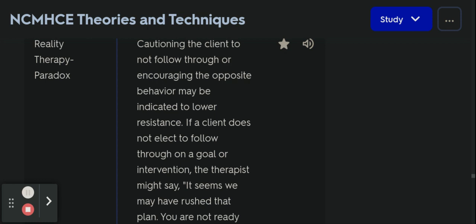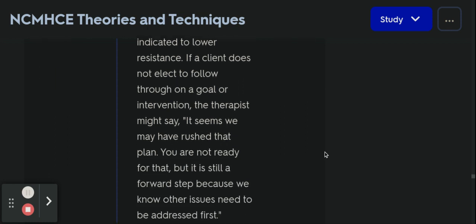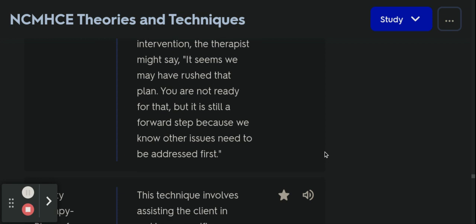Reality therapy: paradox. Cautioning the client to not follow through or encouraging the opposite behavior may be indicated to lower resistance. If a client does not elect to follow through on the goal or intervention, the therapist might say, it seems we may have rushed that plan. You are not ready for that, or, it's that because we know other issues need to be addressed first.